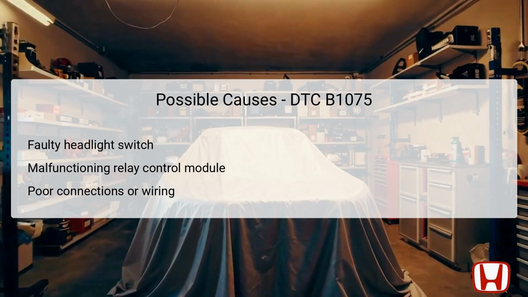Another possibility is that the relay control module is malfunctioning, preventing it from sending the right commands to engage the headlights. This module is vital for proper electrical function and responds to the signals from the headlight switch. Additionally, the error could be the result of poor connections or wiring issues between the relay control module and the under-dash fuse relay box. Adequate diagnosis involves checking each of these areas to pinpoint the exact failing component.